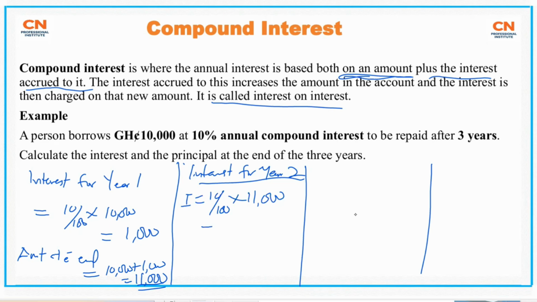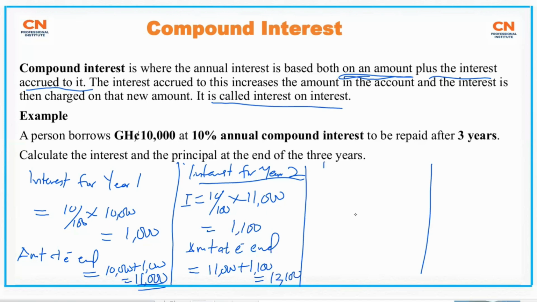So you see that if you calculate 10% of 11,000, all right, you are going to have 1,100. So amount at the end of year two will be the 11,000 plus what? Plus the 1,100, right? So 11,000 plus 1,000 what? 100. And that should give us 12,100. So 12,100 is a new amount now.